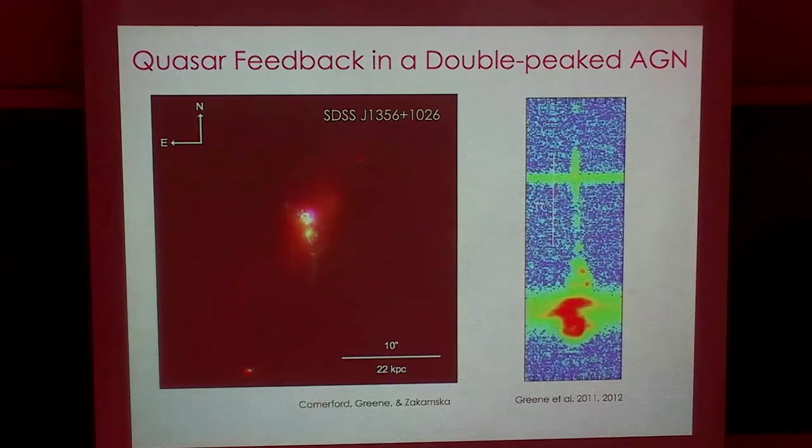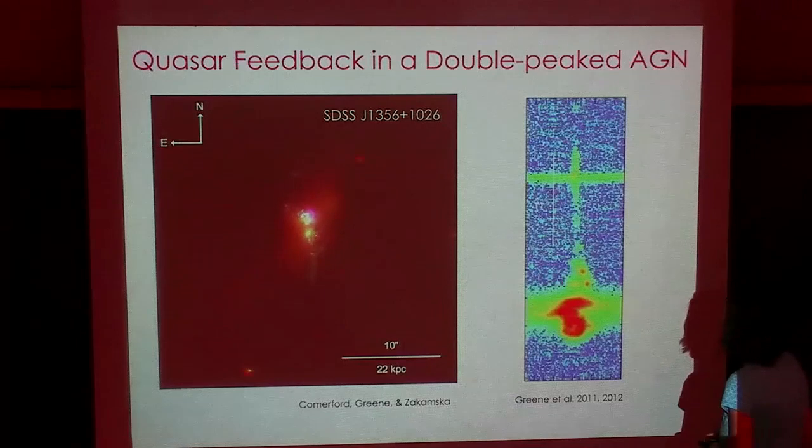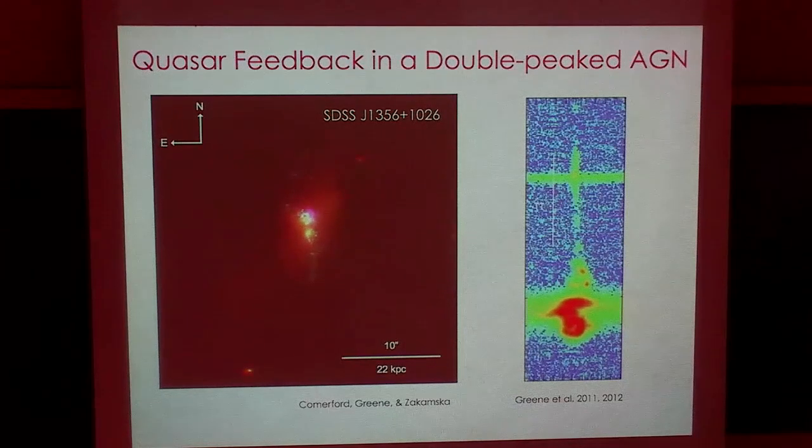Okay, so this is a great one. This is Sloan 1356+1026. This galaxy was originally studied and found to have an outflow by Jenny Green and Nadia Zakamska. This is one of the double-peaked AGN in Sloan, and this is a four-color composite image of HST, B, I, and H-band, and Chandra data. So the main galaxy is sort of here. It's got some tidal stuff down here. It's clearly a merger. It's got these two central cores that both correspond to AGN, we think.